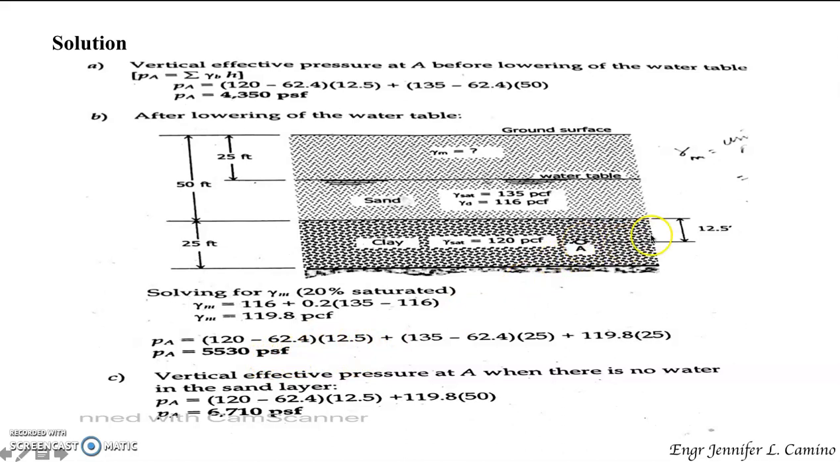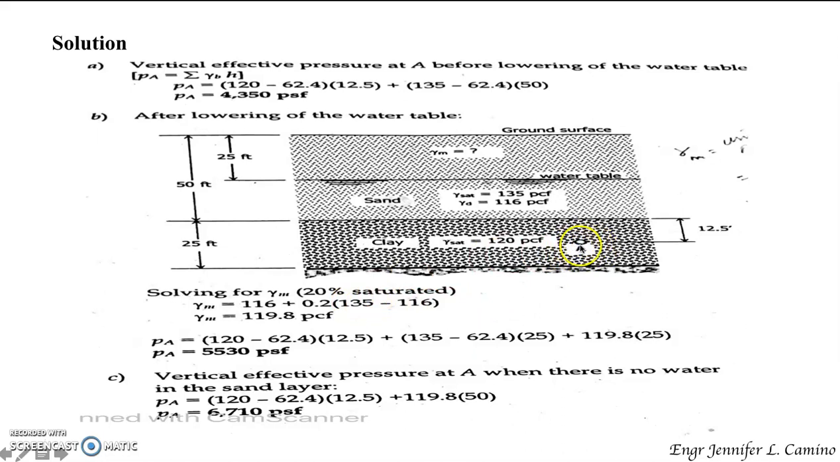So meaning to say, if we want to get the total stress at point A, that will be equivalent to 12.5 times 120, plus 135 times 25, then plus 25 times this unit weight, which is 119.8, and we get a value of 7,870.